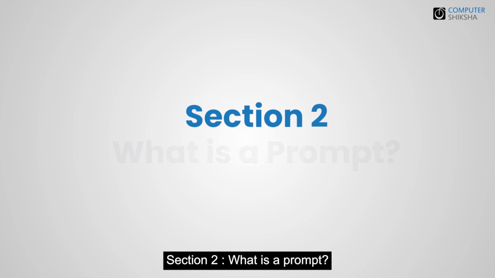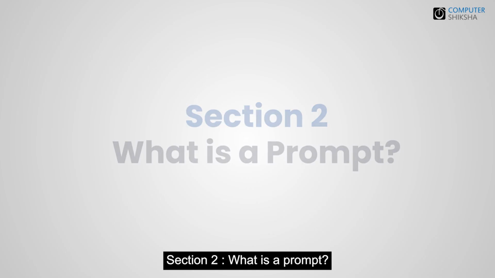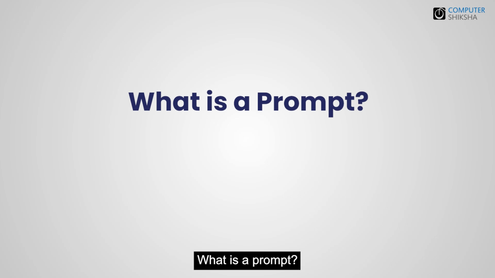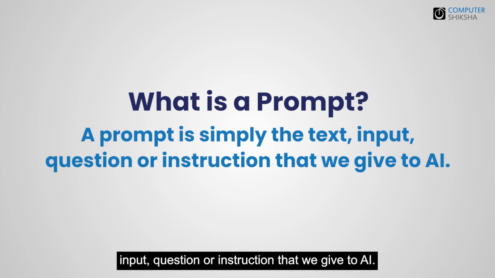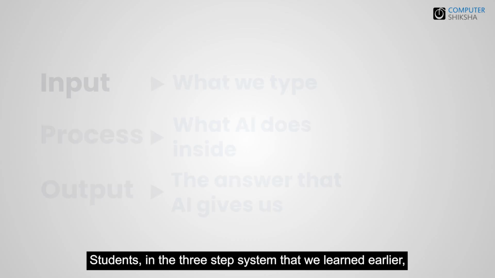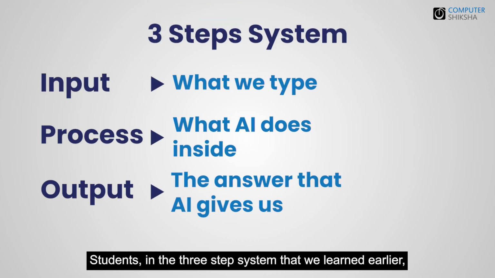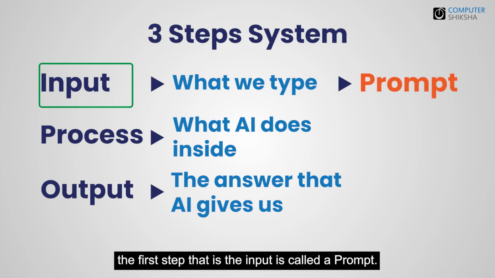Section 2. What is a prompt? A prompt is simply the text, input, question, or instruction that we give to AI. Students, in the 3-step system that we learned earlier, the first step, that is the input, is called a prompt.